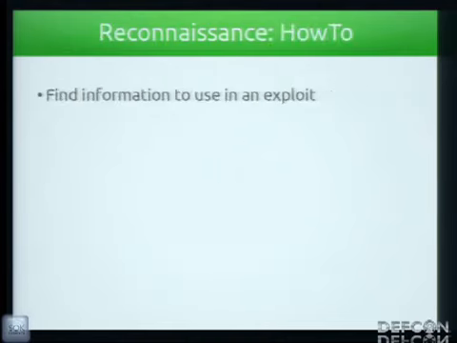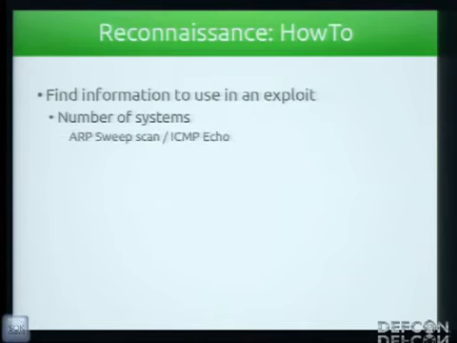So reconnaissance, how does this actually get performed? One of the first things you want to do once you gain access to a network is find out the number of systems on the network. You want to find out just what machines exist on this network that you want to exploit. One of the major ways you do that is ARP sweep scans. You send out an ARP packet and you say, hey, 192.168.1.10, what's your MAC address? If he answers, he exists. If he doesn't, then maybe he doesn't exist, or maybe he's just on a different segment or something.